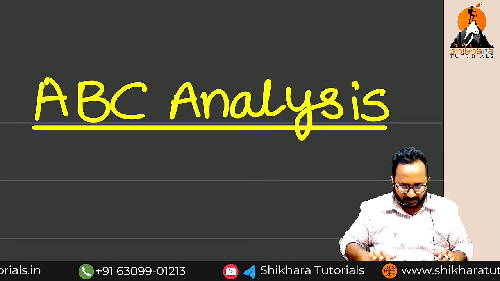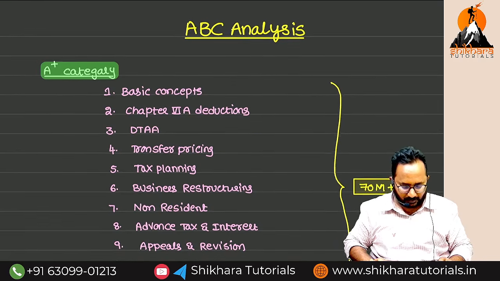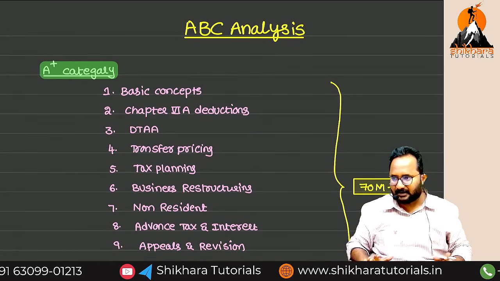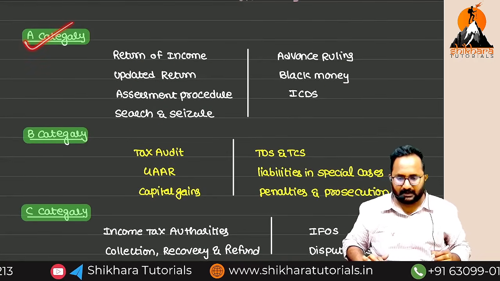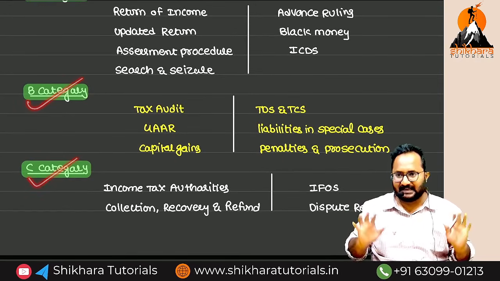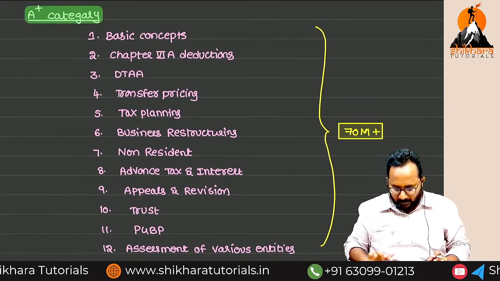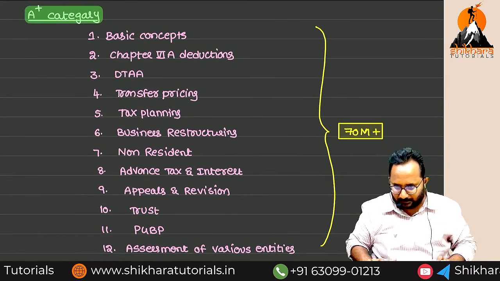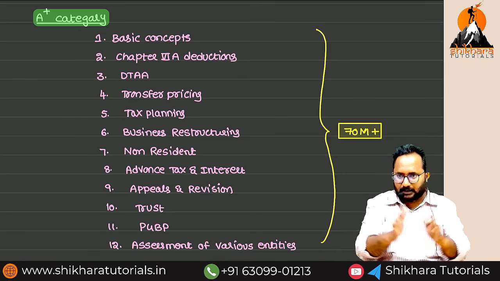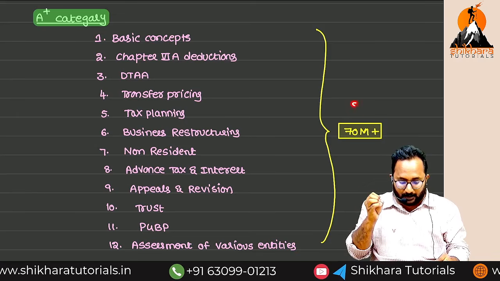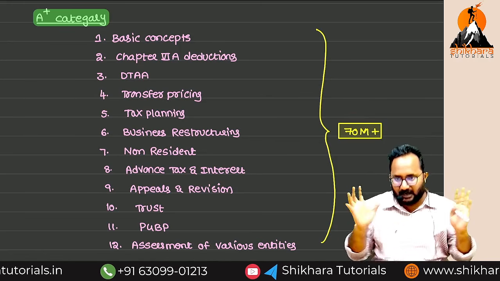First, we can go with the ABC analysis of CMA final Direct Taxation, that is paper number 15. Now I am classifying the chapters in our syllabus into 4 categories: A plus, A category, B category, and C category. The A plus chapters are very important, and you should prepare every chapter in the A plus category. There are no excuses and no choices. If you prepare all these chapters thoroughly, you can definitely get 80 marks from these chapters. You can score 70 plus if you prepare each and every concept within them.